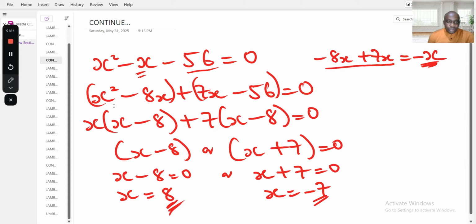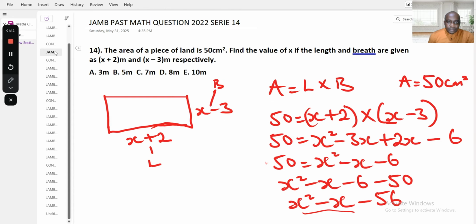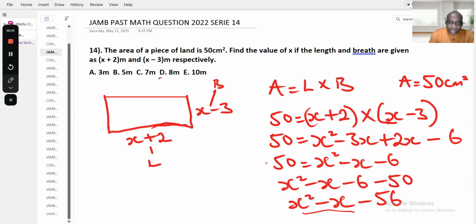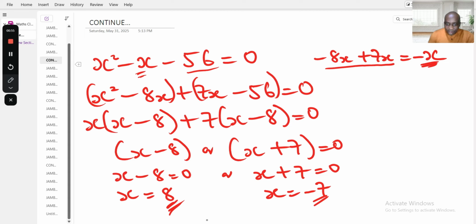Let's go back to the question. Let me read it. The area of a piece of land is 50. Find the value of x if the length and the breadth are given as this. It means that the 8, we are not going to use minus. Our final answer will be 8 meters, option D. Our final answer will be this D. We are not going to use the negative as an answer. Let's move to the next question.